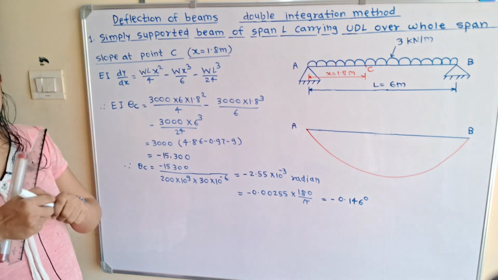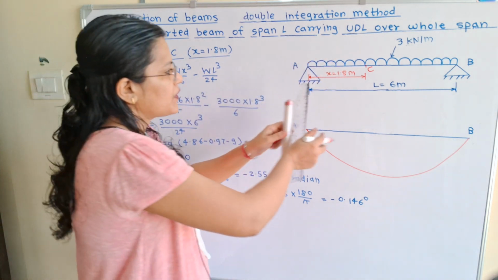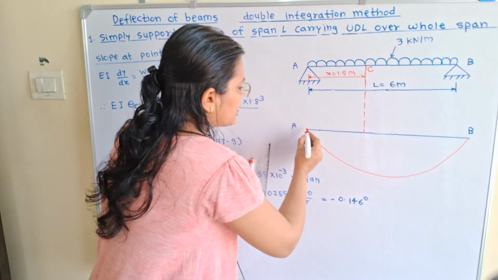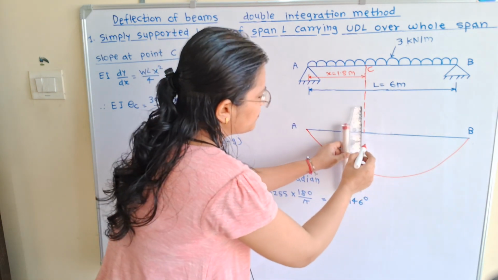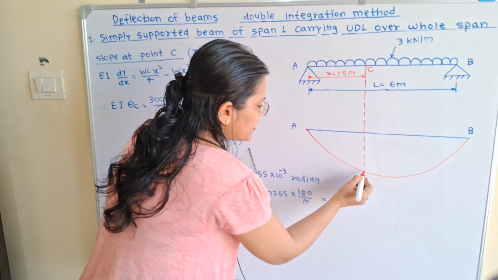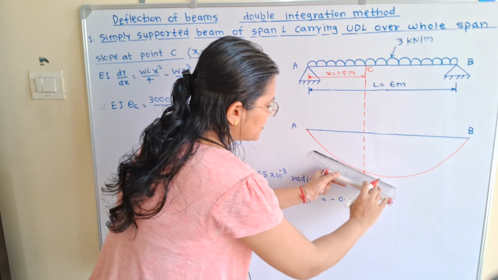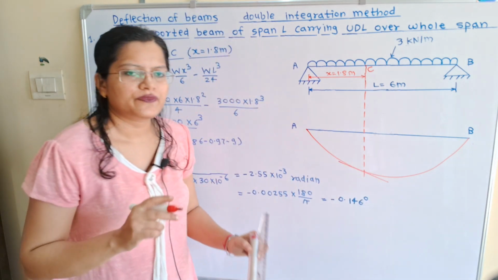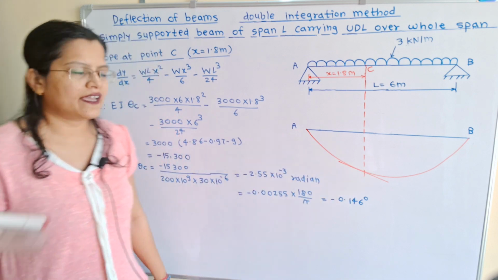So I will show here. This is the point C. I will extend this point C in the free body diagram. Here is the original position of the beam, and when it deflects, it bends in this way. If I draw a tangent at this point, then this is known as the slope. Now we have to find this angle.